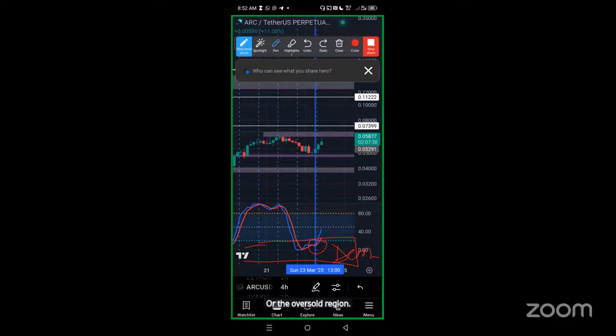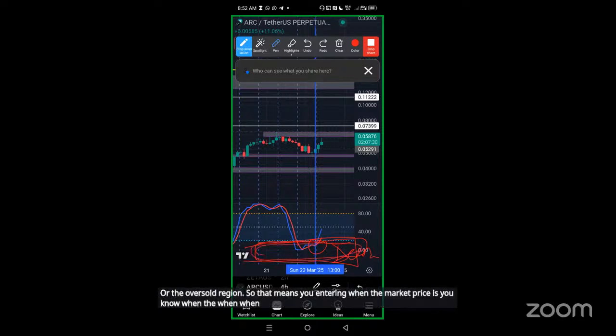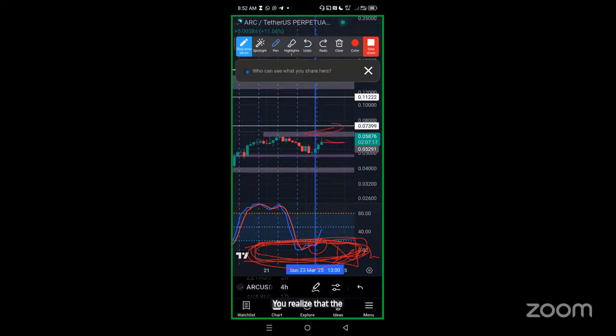So that means entering when the price, when the coin, is within the oversold region is more important for you to take a bigger profit, because now, based on the trend line you have drawn, you realize that the price is just midway to your key resistance area or zone. So entering at current price, you still have much to take from the market.